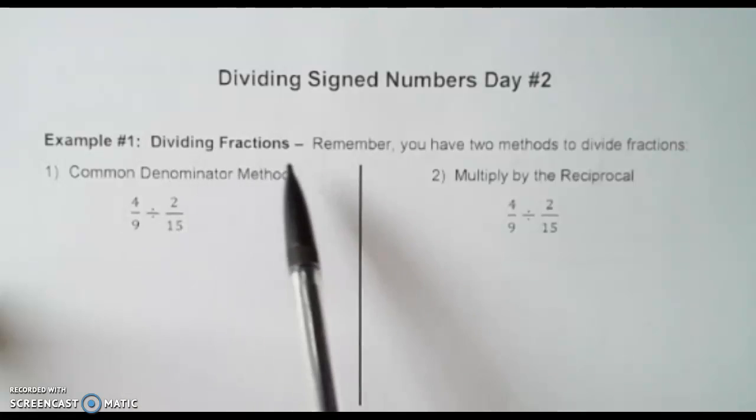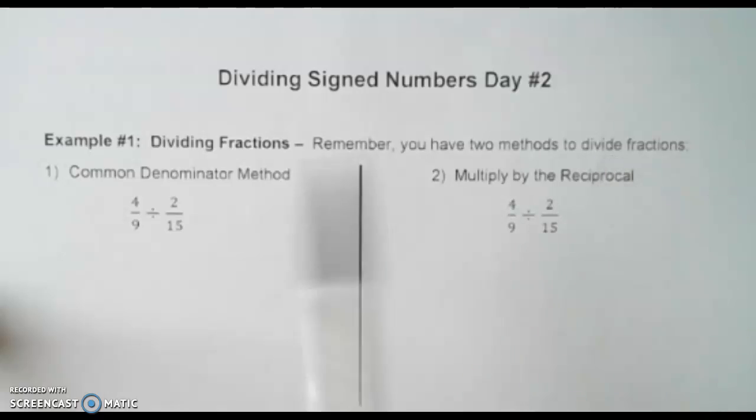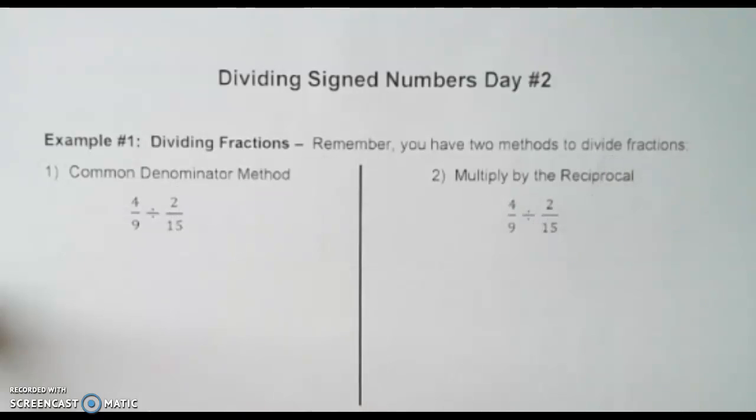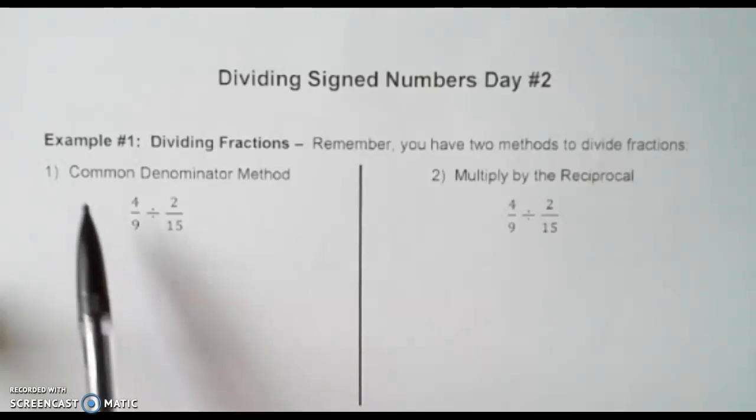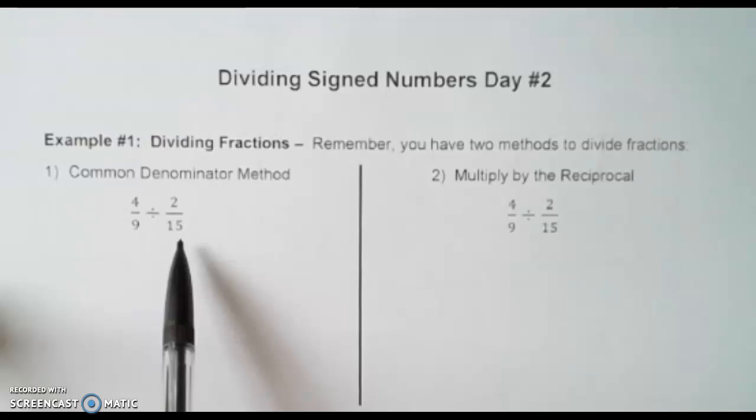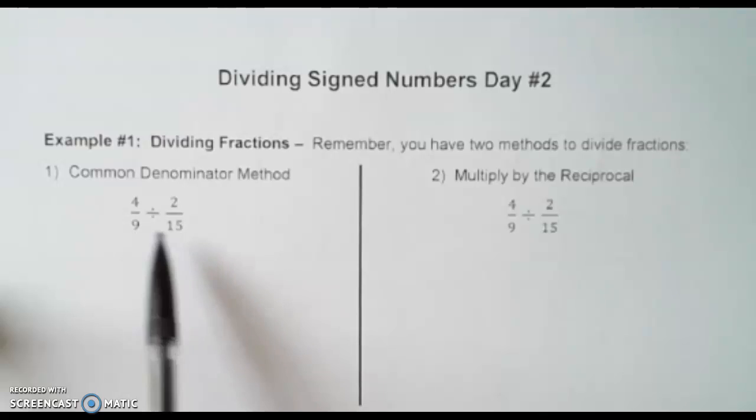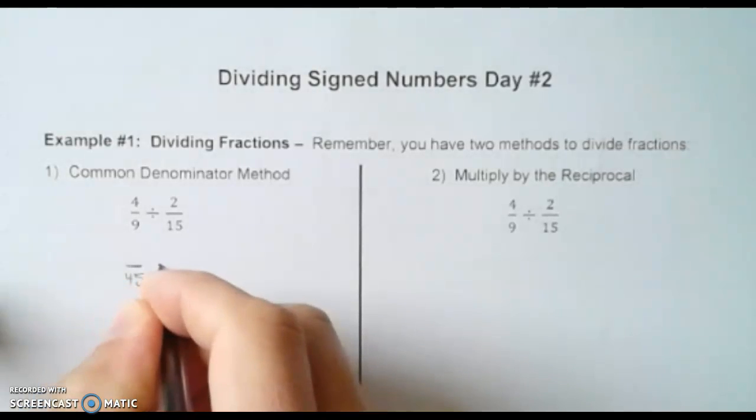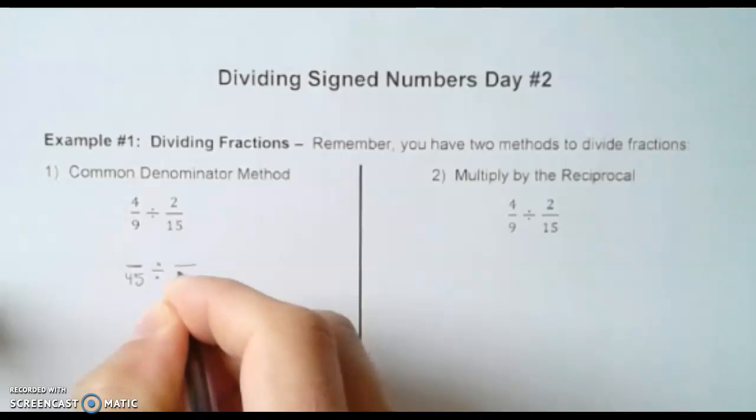And remember with dividing fractions that you have two methods. You can either use the common denominator method, or you can multiply by the reciprocal. I'm going to show both of them just so that we can remember how each one of these work. Okay, so let's start with the common denominator method. If I look at the denominators, 9ths and 15ths, a good common denominator, both of these numbers can go into 45. So let's change these so that they have a denominator of 45.